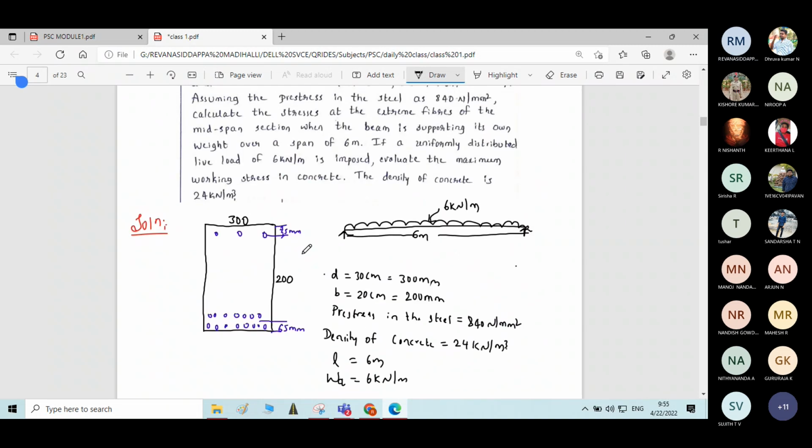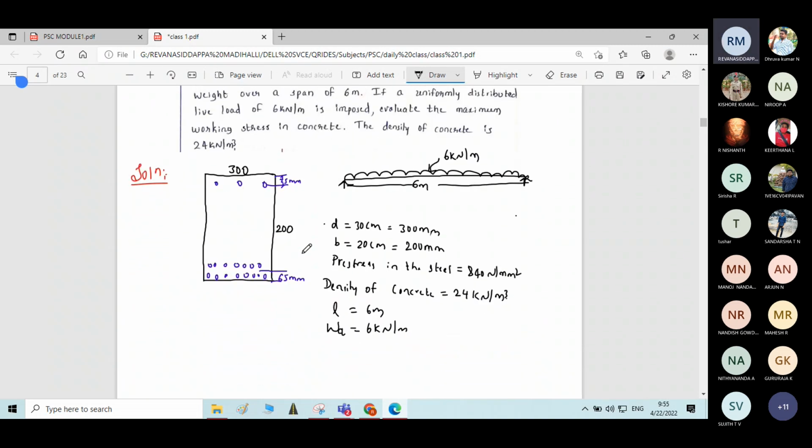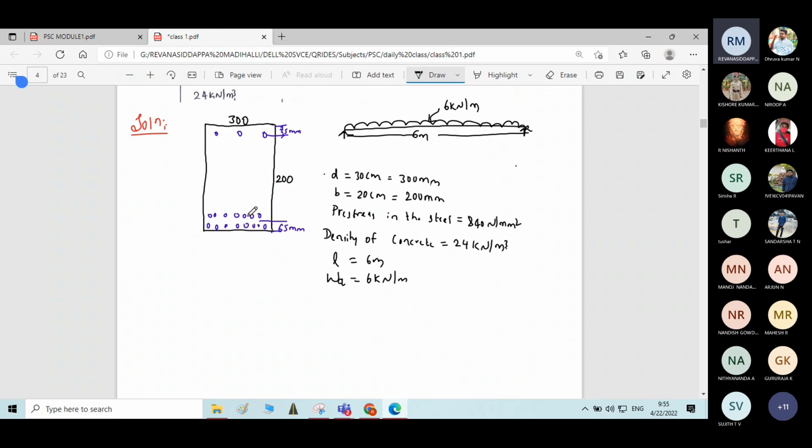Now, the first step is to locate the centroid of the pre-stressing force. Here in the problem, it says that there are few bars provided at the bottom of the beam, and there are few pre-stressing wires provided at the top of the beam. So both bottom bars and top bars are carrying some pre-stressing force. Correct?